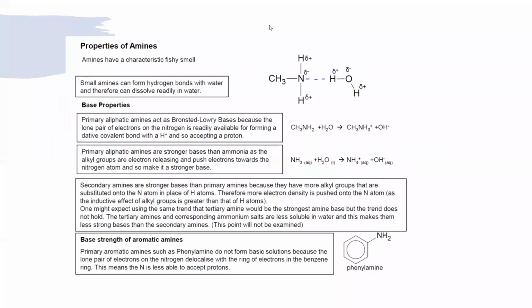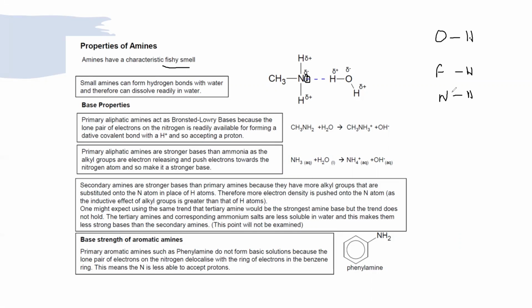Then the simple properties of these amines. Amines have a characteristic fishy smell, and small amines can form a hydrogen bond with water. Therefore, they can dissolve readily in water, because if they have the identical or same type of bonding, the substances are miscible or can dissolve. Because there is a lone pair and hydrogen attached to highly electronegative elements such as oxygen, fluorine, or nitrogen, it tends to form a hydrogen bond.